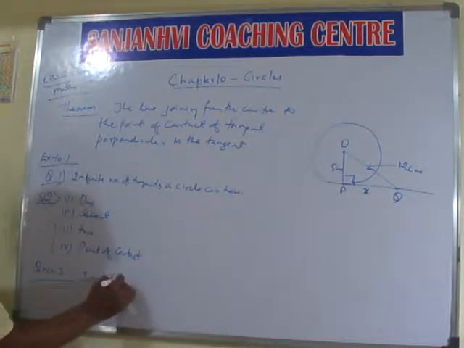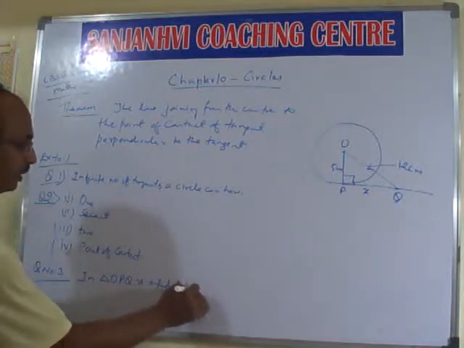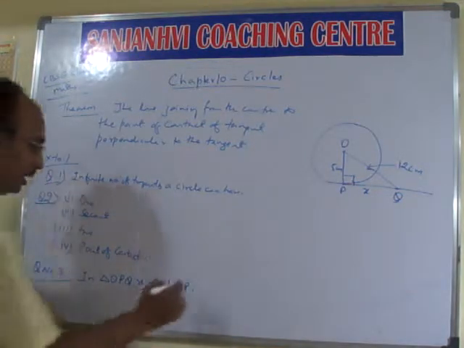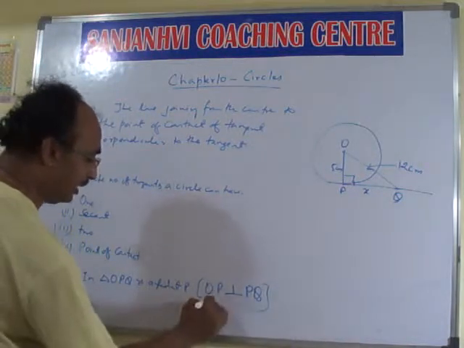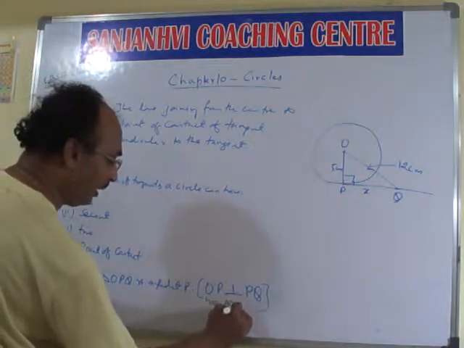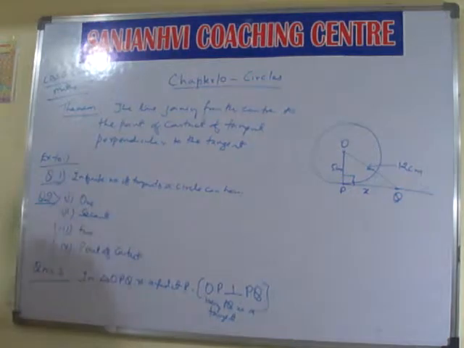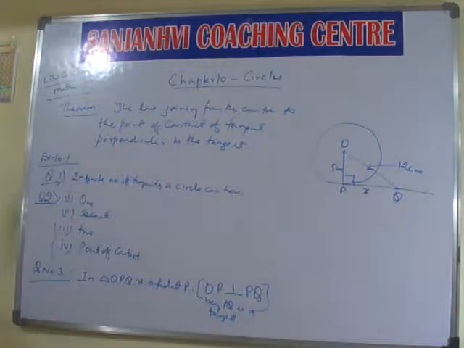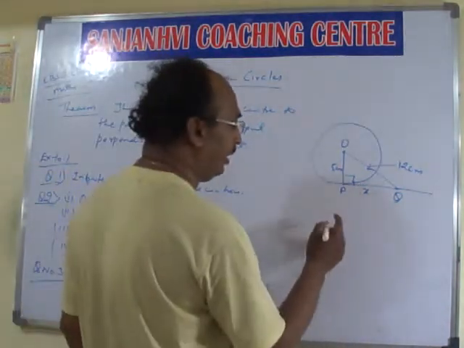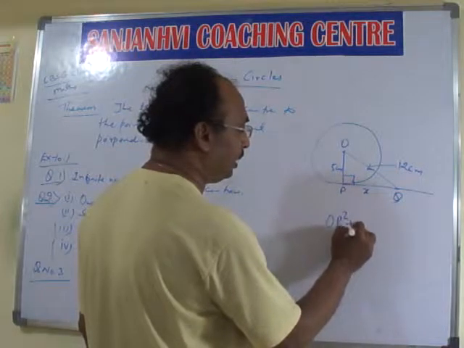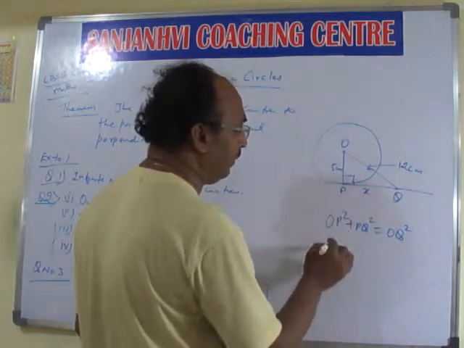In triangle OPQ, right angle at P. Why? Because OP is perpendicular to PQ, being a tangent. So can we apply Pythagoras theorem? If we apply Pythagoras theorem, here we get OP square plus PQ square is equal to OQ square. OP is given to you as 5 centimeters.